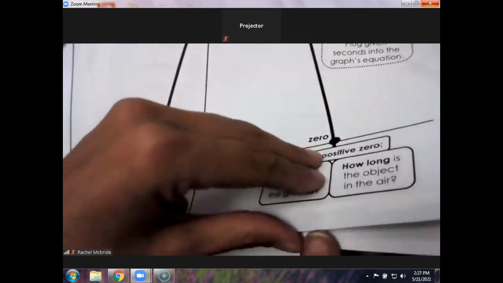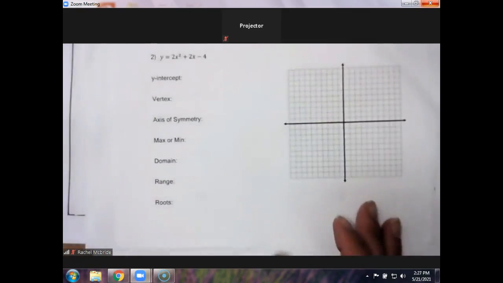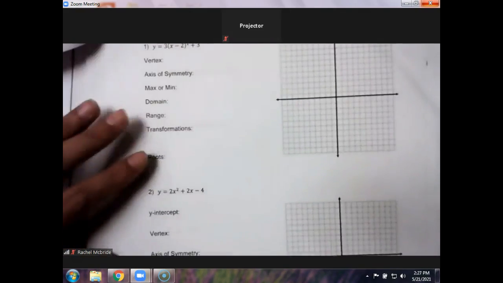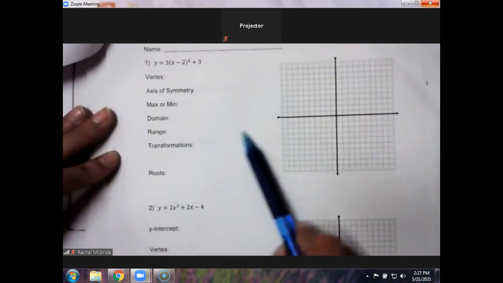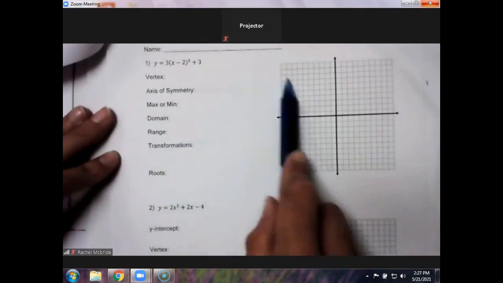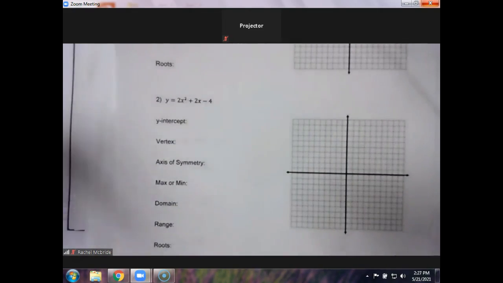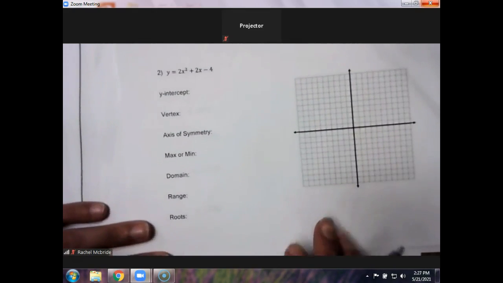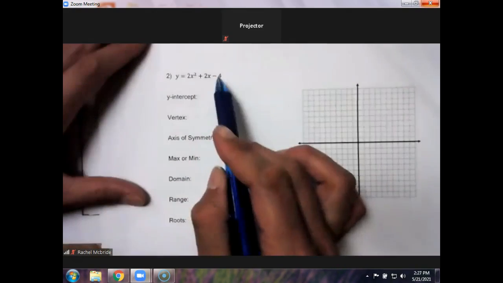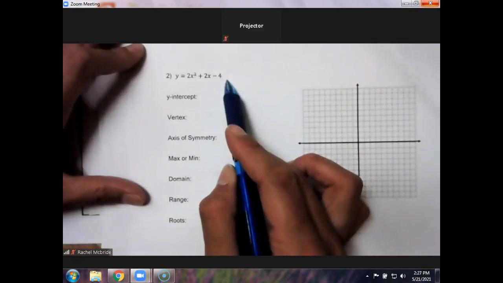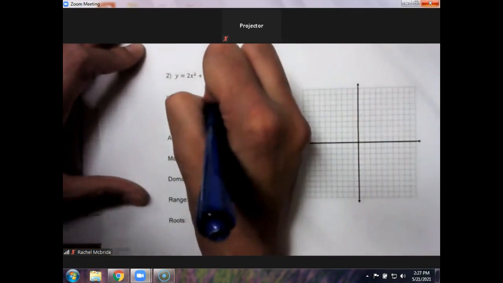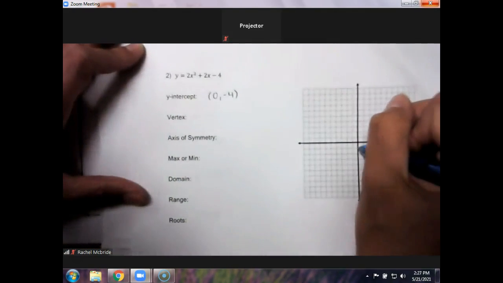And then just to give you a review, I already posted number 1. If anybody wants, you can watch period 4, I do number 1. With your class, I'm going to do number 2. That way I've done one of each for you. So the y-intercept is always the c value. So it's 0, negative 4.